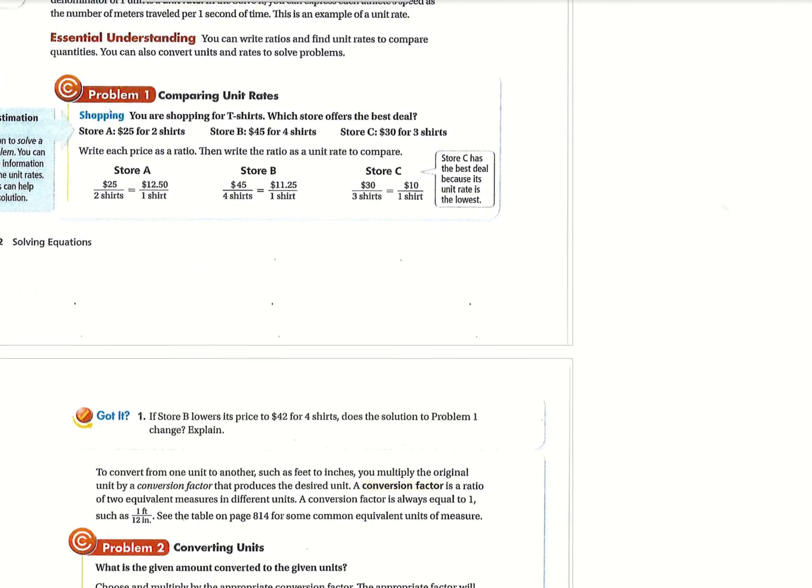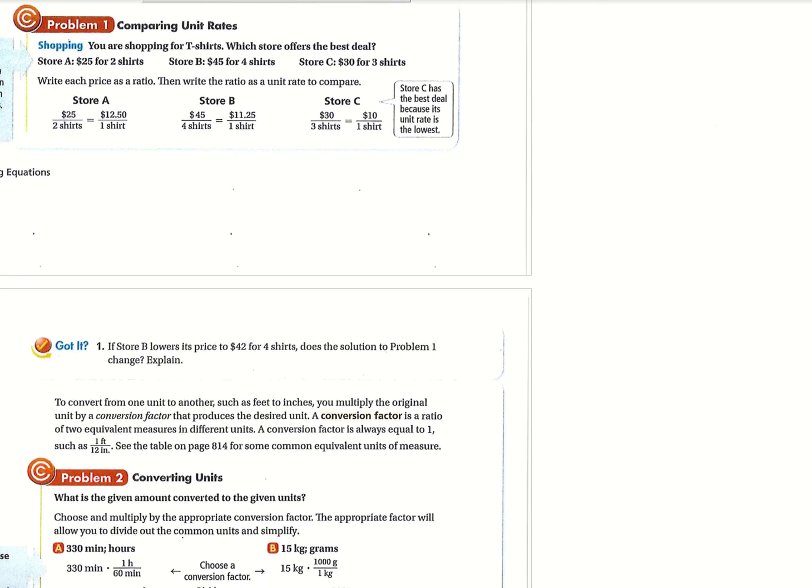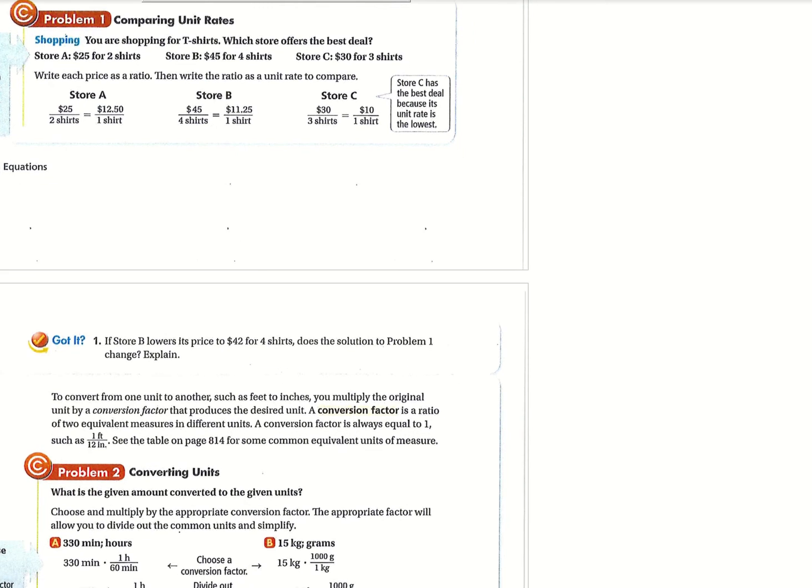So we'll look at problem 1 here. It's comparing unit rates. So it says you are shopping for t-shirts. Which store offers the best deal? All right, so store A has $25 for 2 shirts. Store B is $45 for 4 shirts, and store C is $30 for 3 shirts. So basically all they do is they start with this information here. That's this. All right, so $25 divided by 2 shirts to figure out how much it is for 1 shirt. All right, so that would be your unit rate, that $12.50 or 12.5 for 1 shirt.